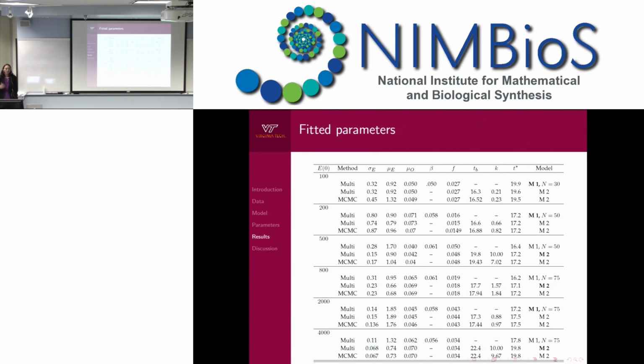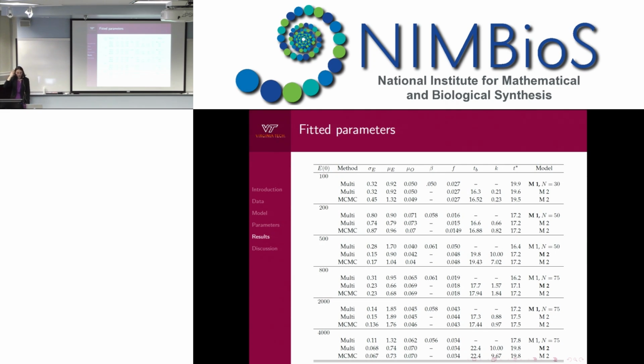parameterizations, specifically between our Model 2 multi-start and the MCMC, which also uses Model 2. I will highlight a couple of things here. First of all, we see this consistency in T star, which is, remember, calculated from our T, B, and K, our parameters in our bursting function.